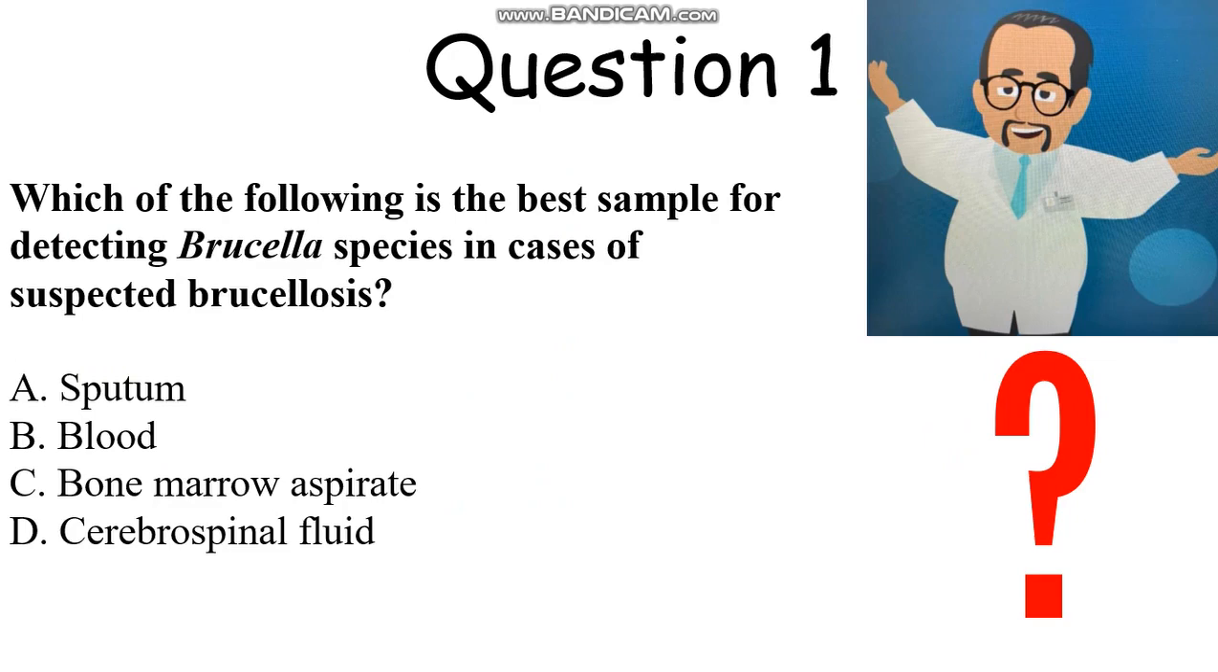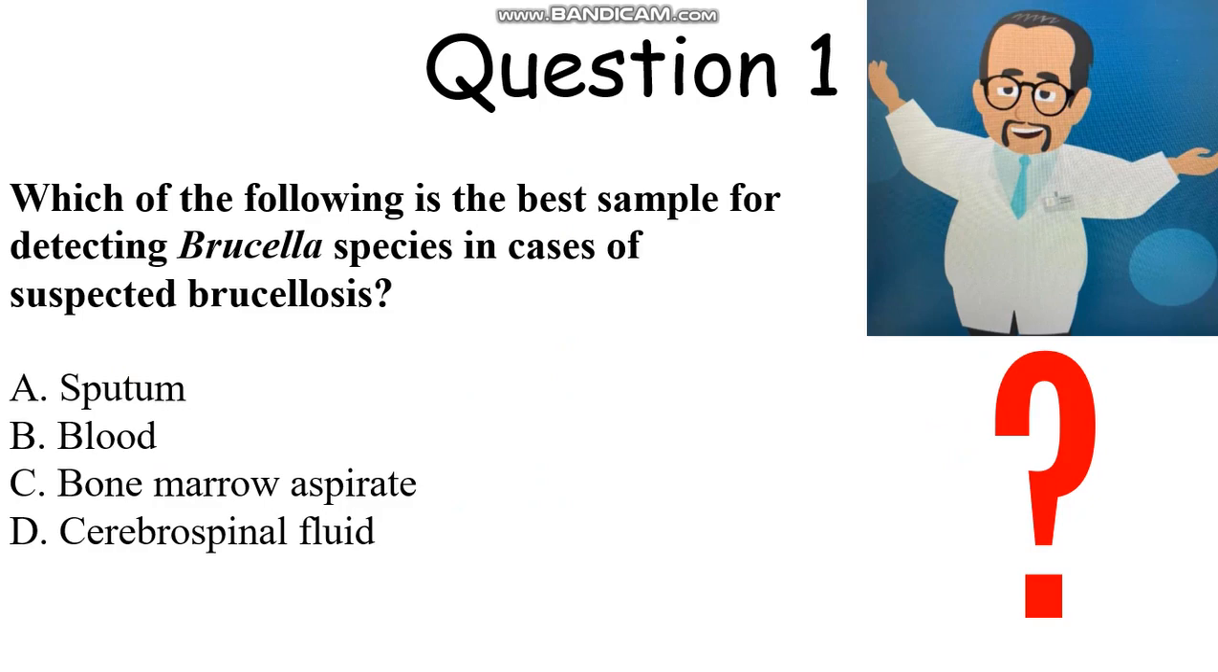Okay, now we are almost finished with our course. I have some questions. We will read and answer them together. First question: which of the following is the best sample for detecting Brucella species in cases of suspected brucellosis? Is it sputum, blood, bone marrow aspirate, or cerebrospinal fluid?